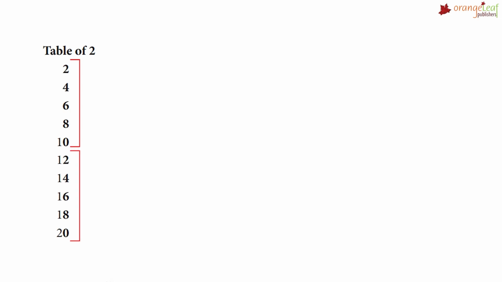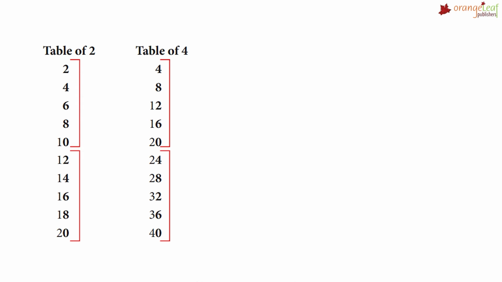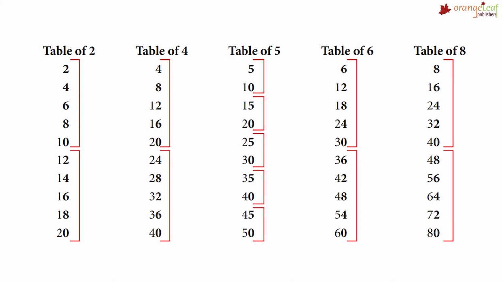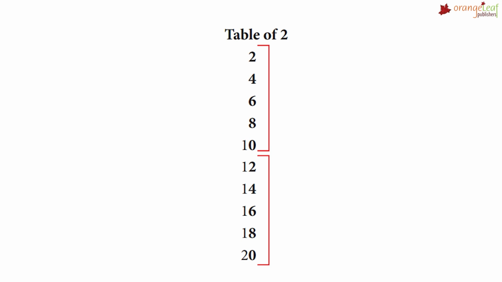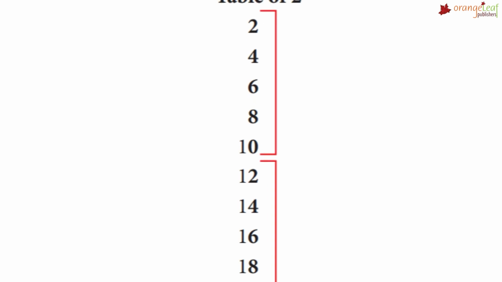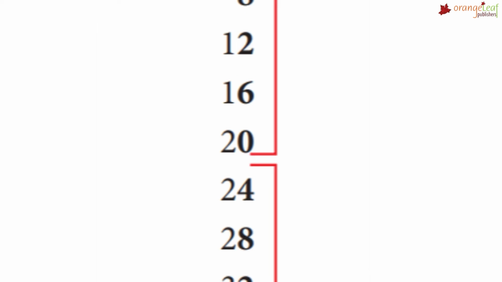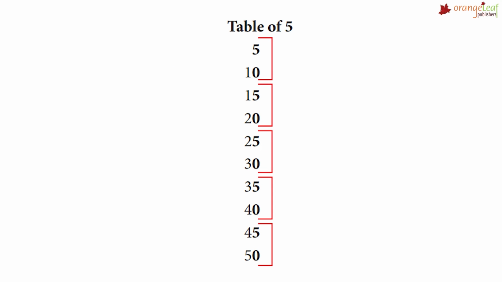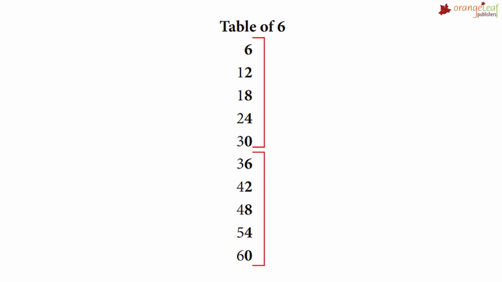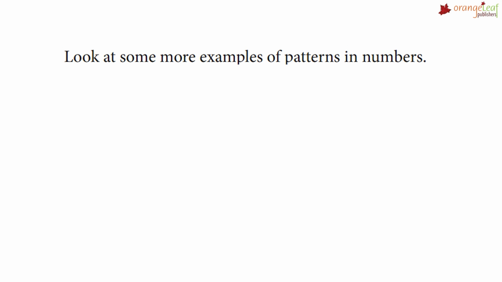Here we have the multiplication table of 2, 4, 5, 6 and 8. We can see in the table of 2 the pattern 2, 4, 6, 8, 10, which is skipping 2 numbers. Similarly, in the table of 4, we can see a jump of 4 numbers. The table of 5, a jump of 5 numbers. The table of 6, a jump of 6 numbers, and so on. Let's have a look at some more examples of patterns in numbers.